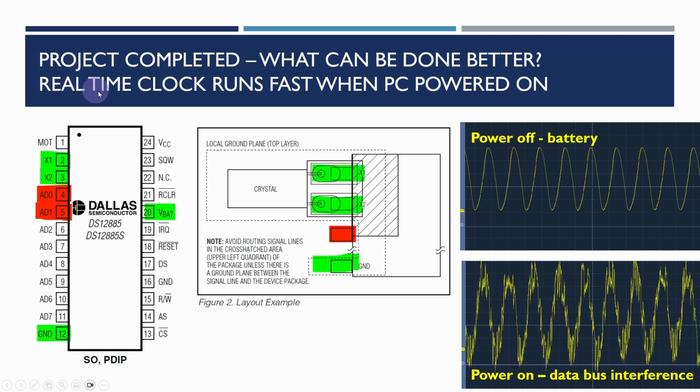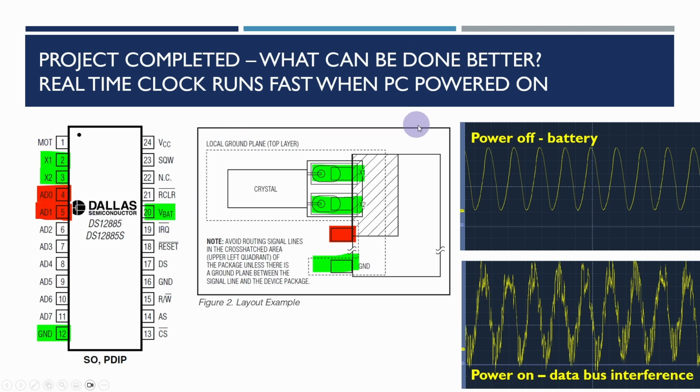I was a bit confused about this, but as I looked into the data sheet for the real-time clock that we use, you can see that the 2 crystal pins here on pin 2 and pin 3 are right next to the data bus pins. You can also see here this is the 3 volt battery power. It keeps the CMOS memory contents and runs the clock whilst the PC is off.